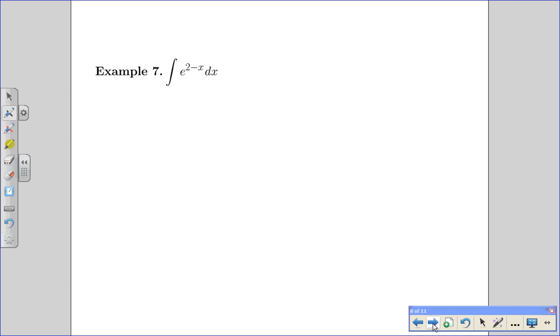So here's another example, which I'm going to rewrite. I'm going to write it like this: e to the 2 minus x. And then what I'm going to do is leave myself a space so that I can fix my du. So I'm going to make a note here: leave a space right in front of your dx term so that you can multiply by the constant that you need to multiply.